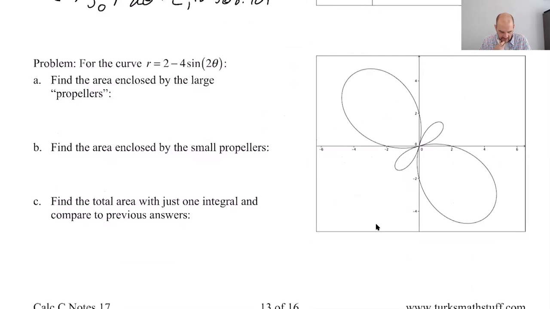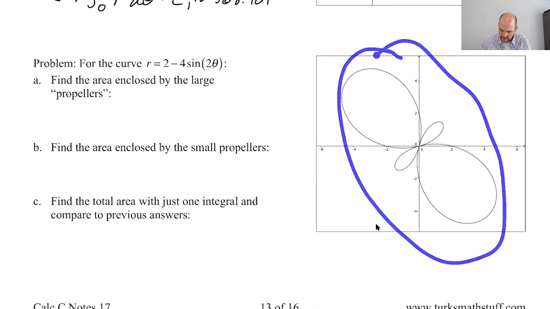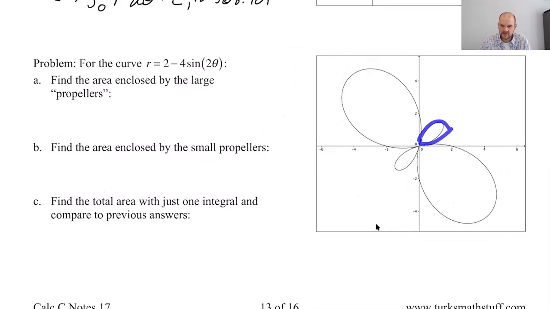All right. For the curve r equals 2 minus 4 sine of 2 theta. I like this curve. It looks neat. It's almost a rose curve, but the petals aren't all the same. Very cool. Find the area enclosed by the large propellers. So I'm probably going to find one and double it. Find the area enclosed by the small propellers, sure. And then find the total area with just one integral. Okay. I have some ideas, I think.